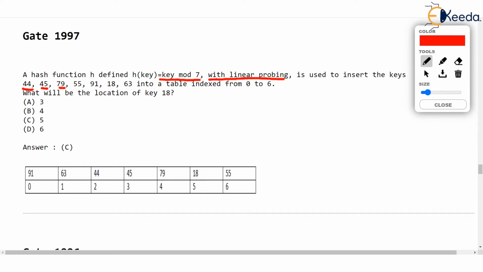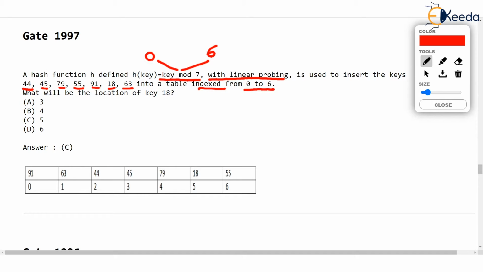Now notice that the number of keys given here is 3 plus 3 plus 1, so 7 keys. So it is meaningful to use the hash function key mod 7, because the lowest remainder we will get is 0 and the largest remainder we will get is 6. So we have 7 locations in the hash table, isn't it? So the table will be indexed from 0 to 6. This is also given in the question.